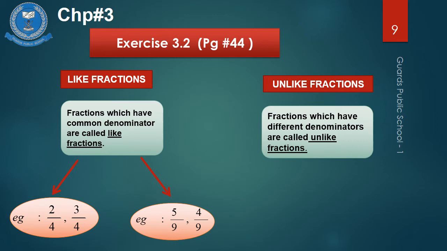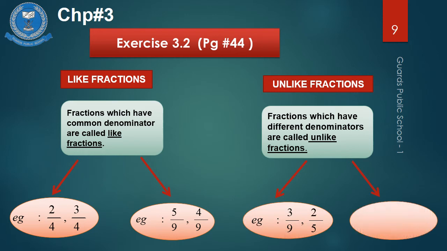For example, 3 upon 9 and 2 upon 5 are two unlike fractions because they have different denominators. In another example, 6 upon 4 and 1 upon 3 are also unlike fractions. So now we are starting exercise 3.2.